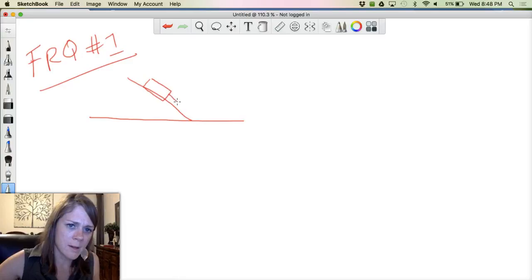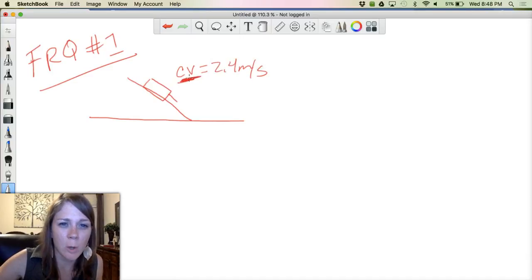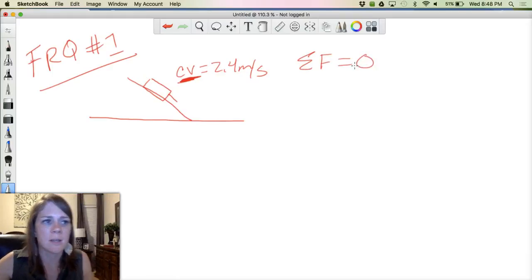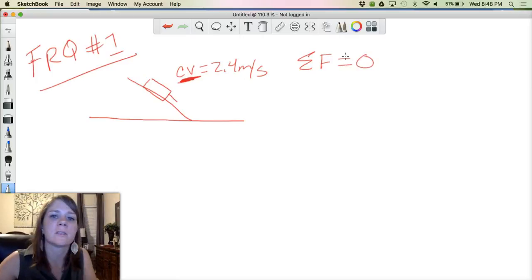If I look at this, it has a constant speed or constant velocity, which is equal to 2.4 meters per second. That should be a clue, and I should understand that in my problem. If the velocity is constant, then what is the summation of the forces? Summation of the forces is equal to 0.